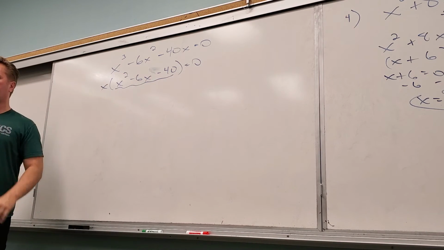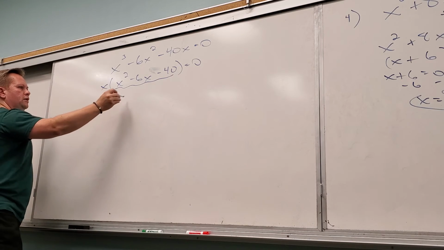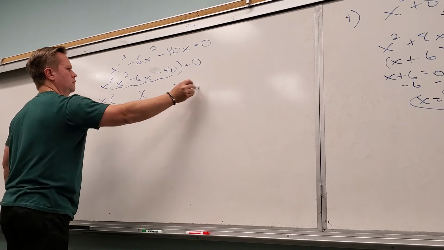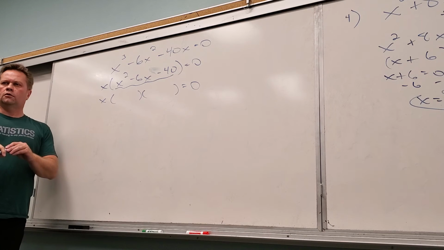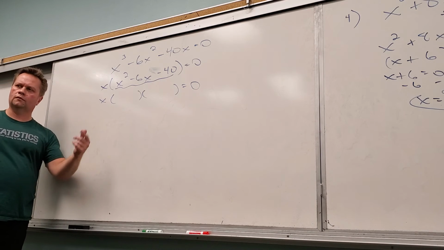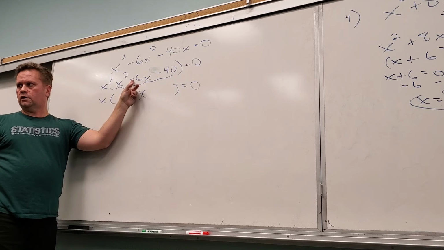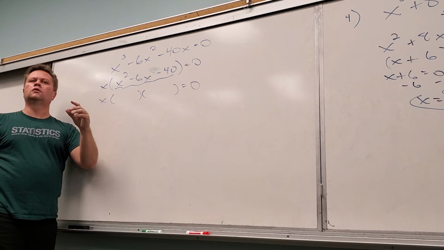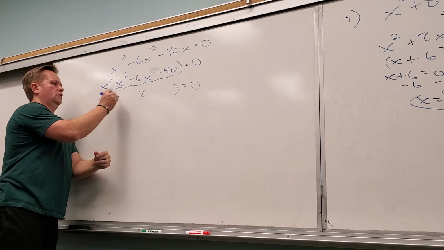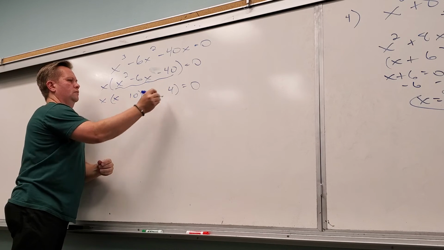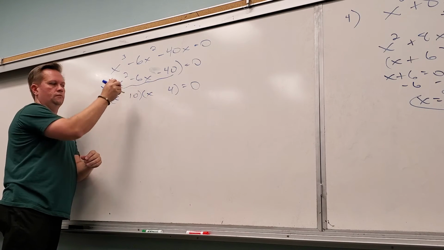And now see what's left over looks very familiar. Looks like it's in the right form. So now I need two numbers that multiply to be 40 and add to be negative 6, right? 10 and 4. Which one's got to be negative? 10. The bigger one. Yep.